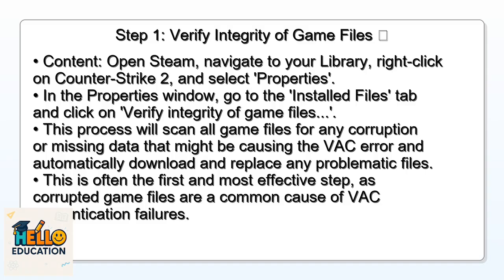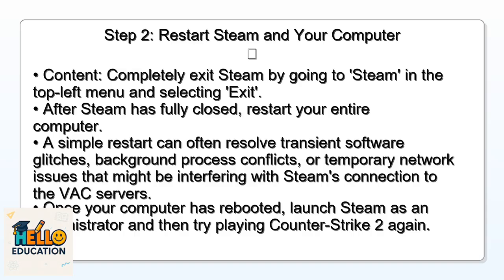This is often the first and most effective step, as corrupted game files are a common cause of VAC authentication failures. Step: restart Steam and your computer completely. Exit Steam by going to Steam in the top left menu and selecting Exit. After Steam has fully closed, restart your entire computer. A simple restart can often resolve transient software glitches, background process conflicts, or temporary network issues that might be interfering with Steam's connection to the VAC servers. Once your computer has rebooted, launch Steam as an administrator and then try playing Counter-Strike again.